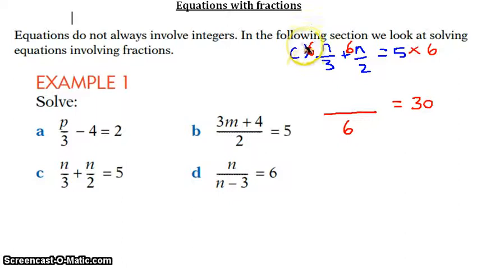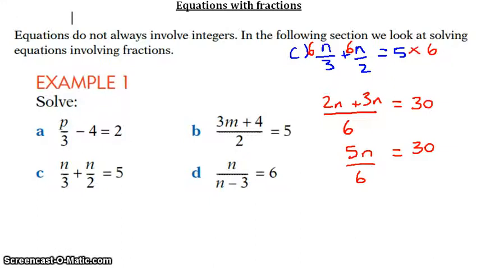Okay? Now over here, I get 6 divided by 3, which is 2. So I'm left with 2n on the top. And over here, 6 divided by 2 is 3. So I'm left with 3n on the top. Because I've got a common denominator, I can simplify this. 2n and 3n is 5n. And that's equal to 30.